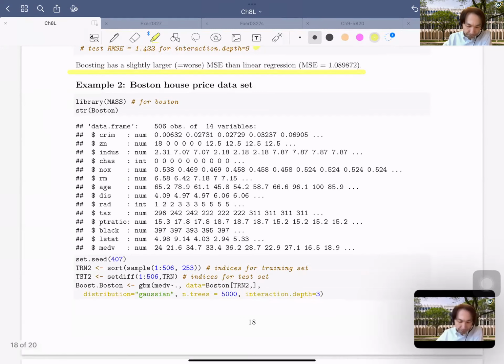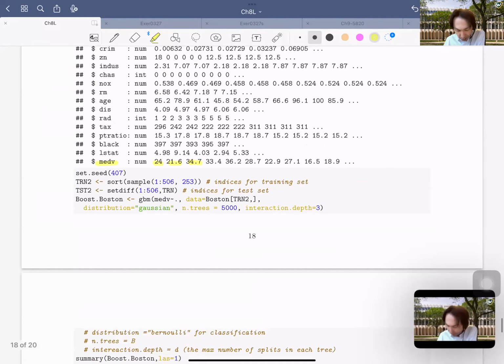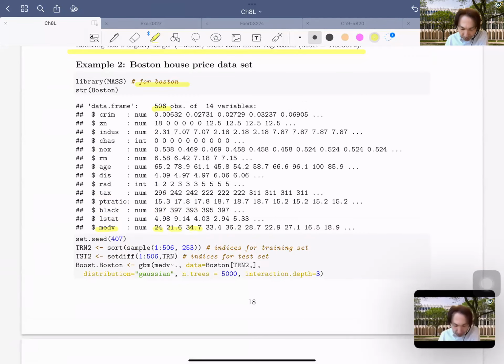And example 2. This is for the Boston dataset. The Boston dataset includes 506 suburbs of Boston, and the response is the median house value in thousands of dollars. Maybe almost all of us think this is an error, because a median house value of $24,000 in Boston seems odd. But this is data from the 60s, so the houses are very cheap.